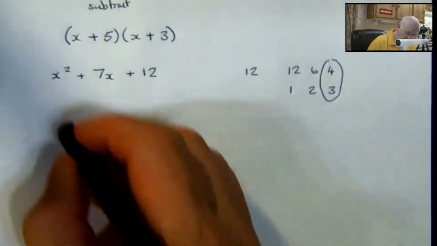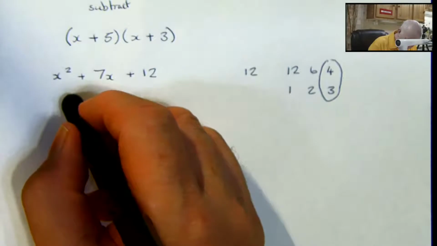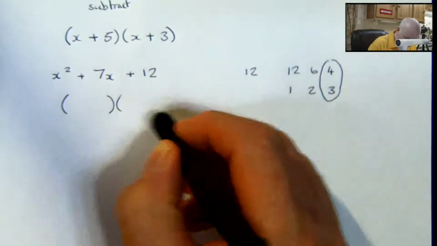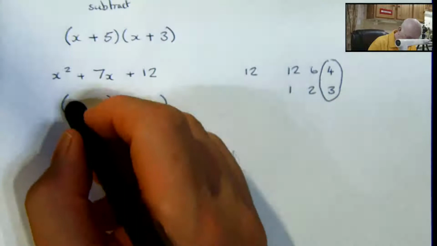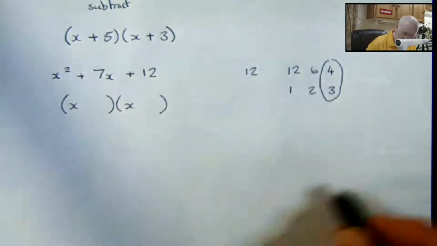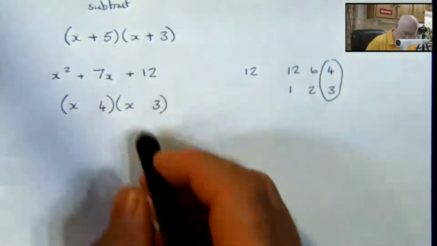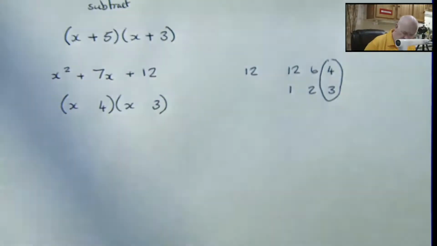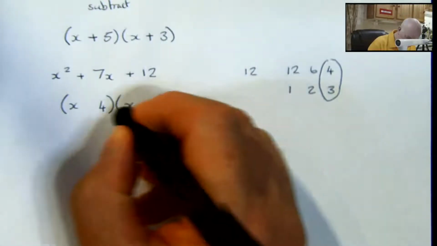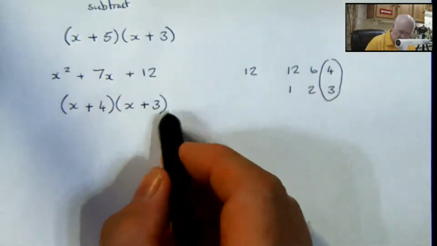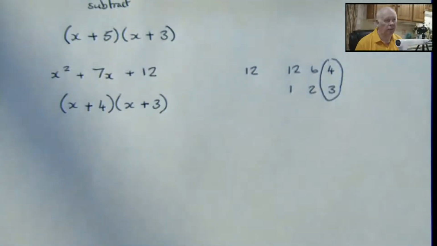So, as again, we write out our brackets, we can put in our x, and then we can put in our numbers, and because we've got these both plus, then we have two pluses in there. Wow, it's going quite nicely so far, isn't it? Let's look at a third.